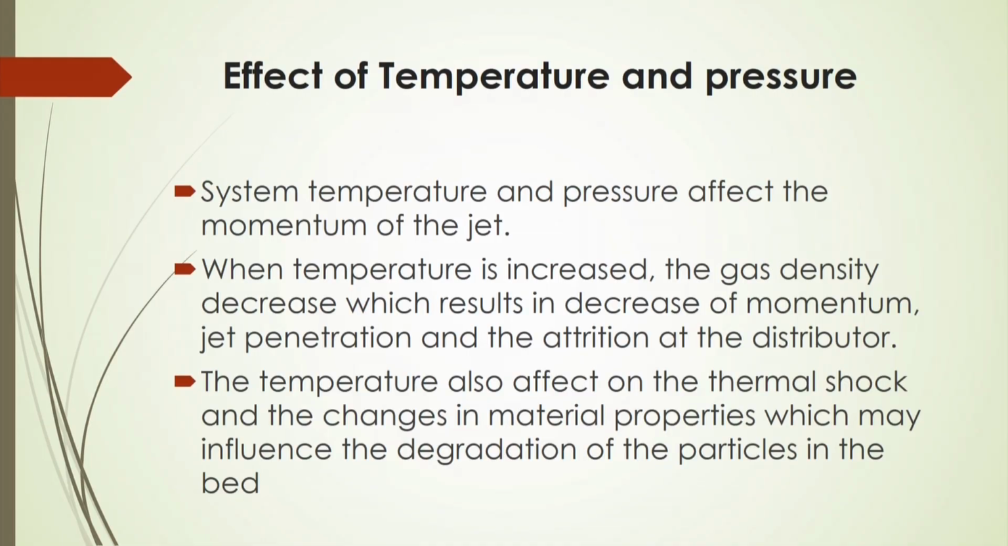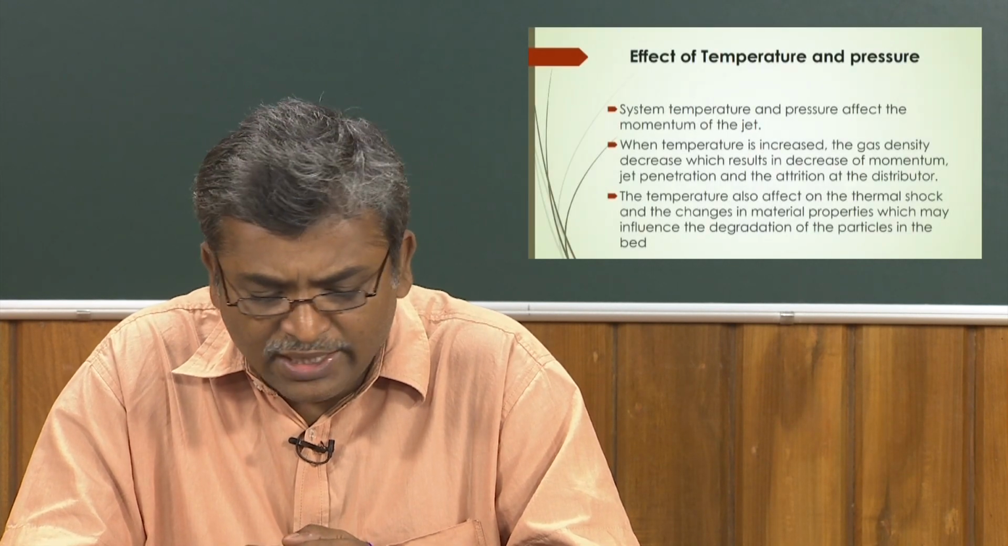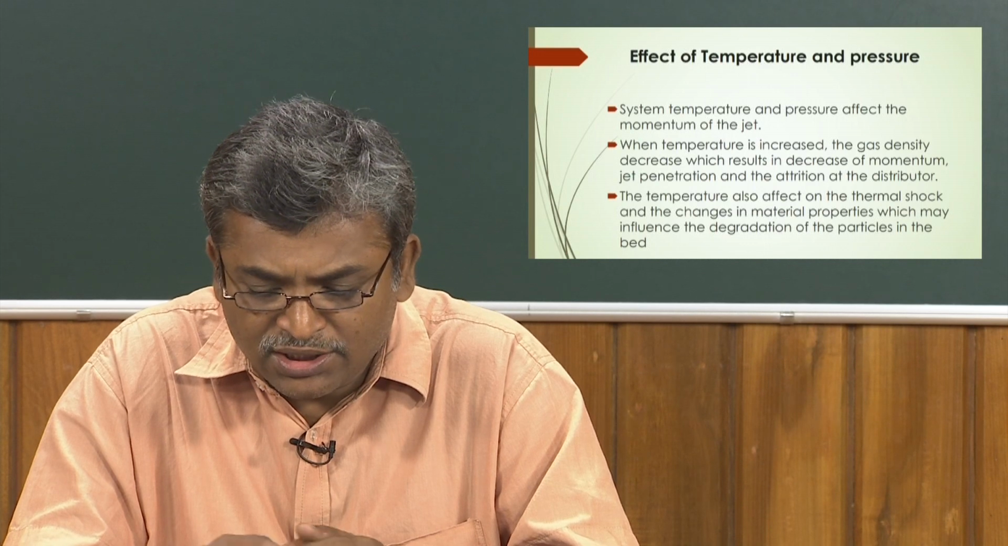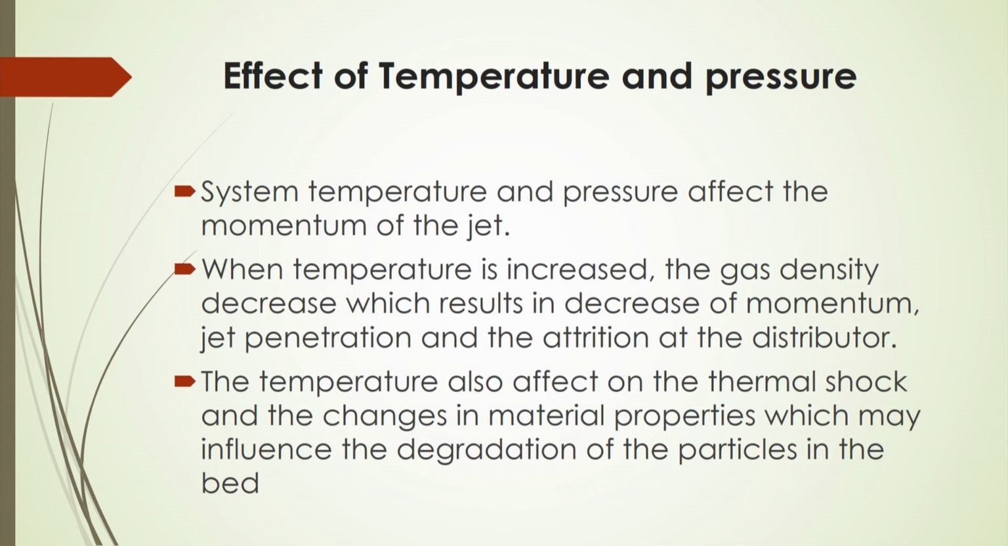Now, another important factor is temperature and pressure. System temperature and pressure will affect the momentum of the jet. Of course, you will see high pressure will give you more attrition, and if you increase the temperature, the material properties will change, and fracture of the materials may easily happen. So, at higher temperature, maybe the attrition will increase. But when temperature is increased, the gas density decreases, which results in a decrease of momentum, jet penetration, and the attrition at the distributor.